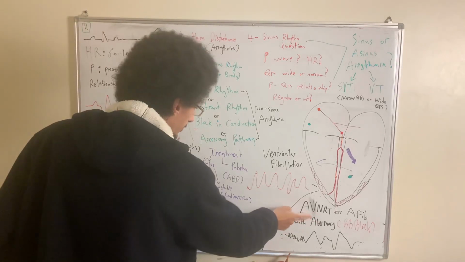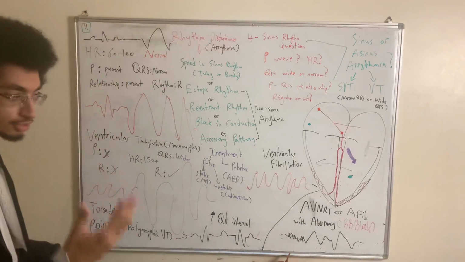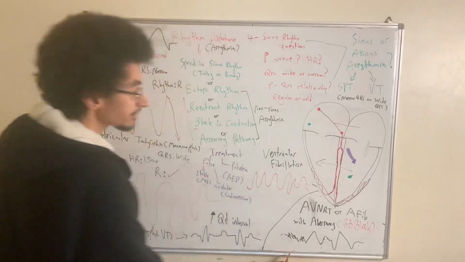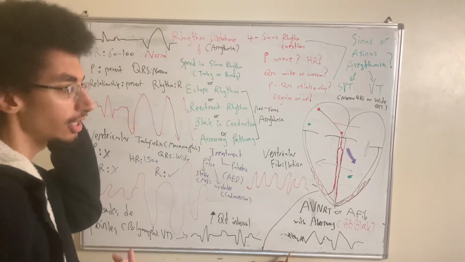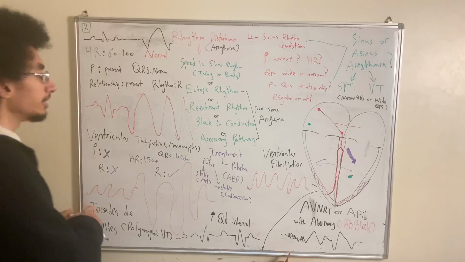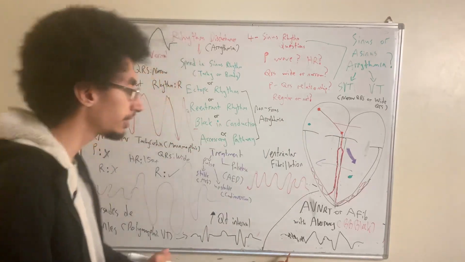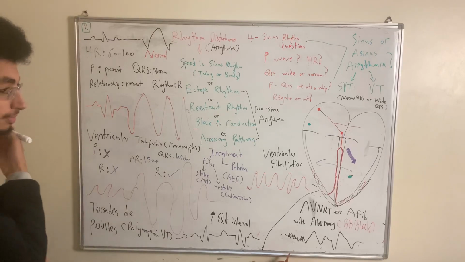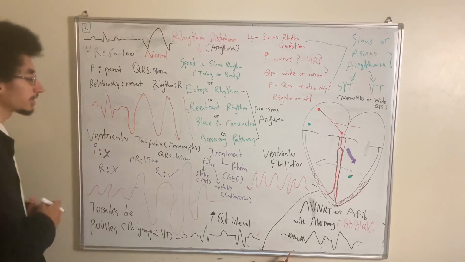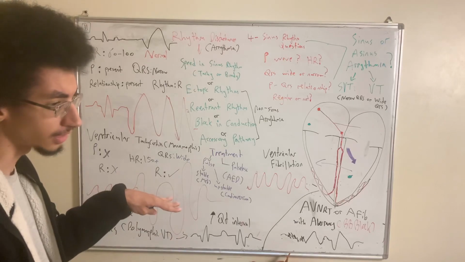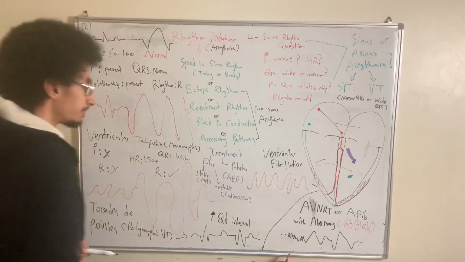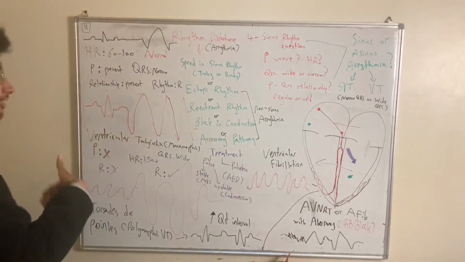Also, AVNRT, remember the treatment? You can do a carotid massage. You can massage the carotid and manipulate the parasympathetic input on the SA node and the AV node, and this can terminate the AVNRT. But if you do the carotid massage on ventricular tachycardia, no effect. So that's two ways of differentiating this from this clinically.